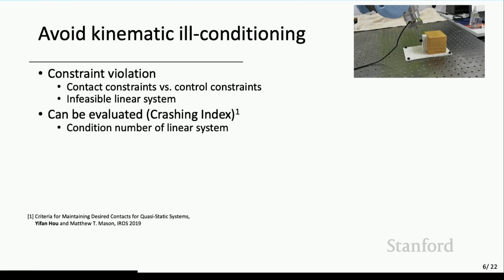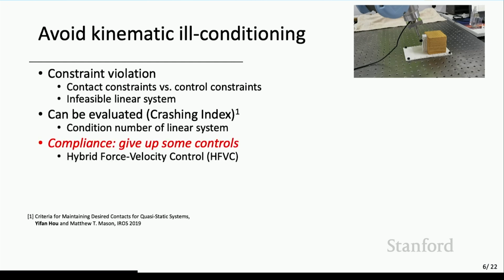So in this analysis, we can see how compliance can be helpful here. Basically, compliance can be helpful by giving up some controls. Okay? If there are already constraints in the system, then your robot, well, dear robot, please just let it go. You don't have to have full control of every single degree of freedom. Okay?